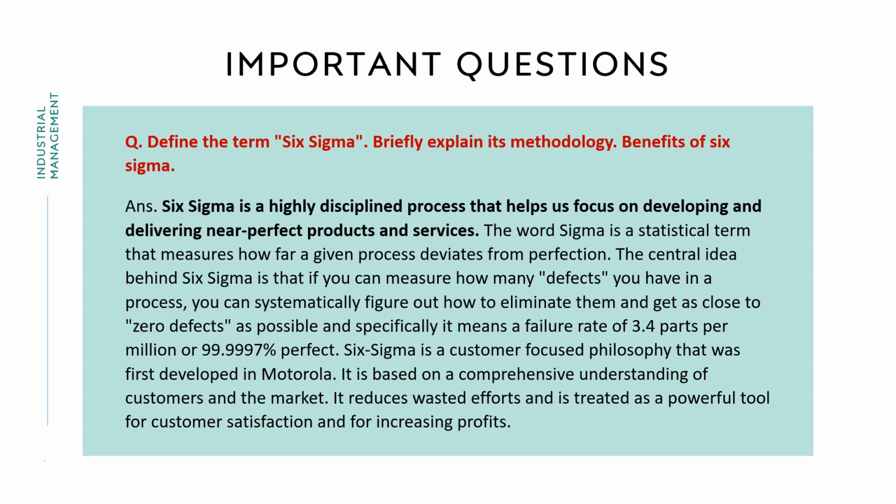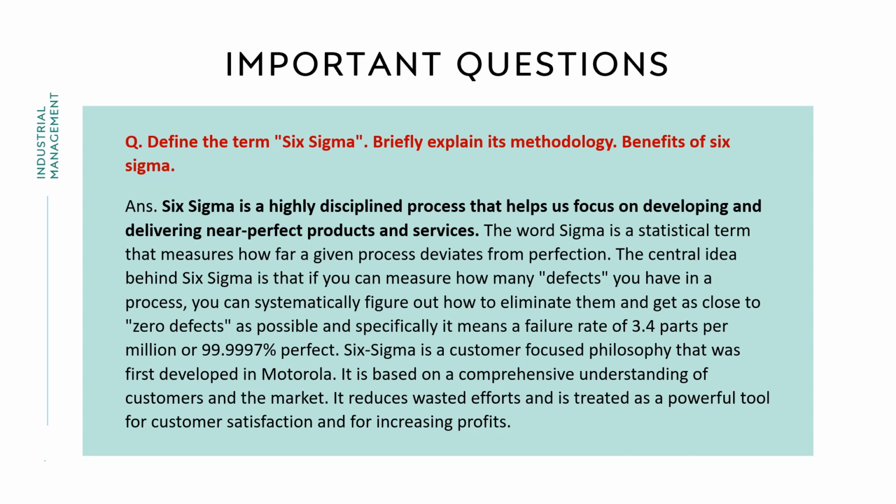The central idea behind Six Sigma is that if you can measure how many defects you have in a process, you can systematically figure out how to eliminate them and get as close to zero defects as possible, and specifically it means a failure rate of 3.4 parts per million or 99.9997% perfect. Six Sigma is a customer-focused philosophy that was first developed in Motorola.